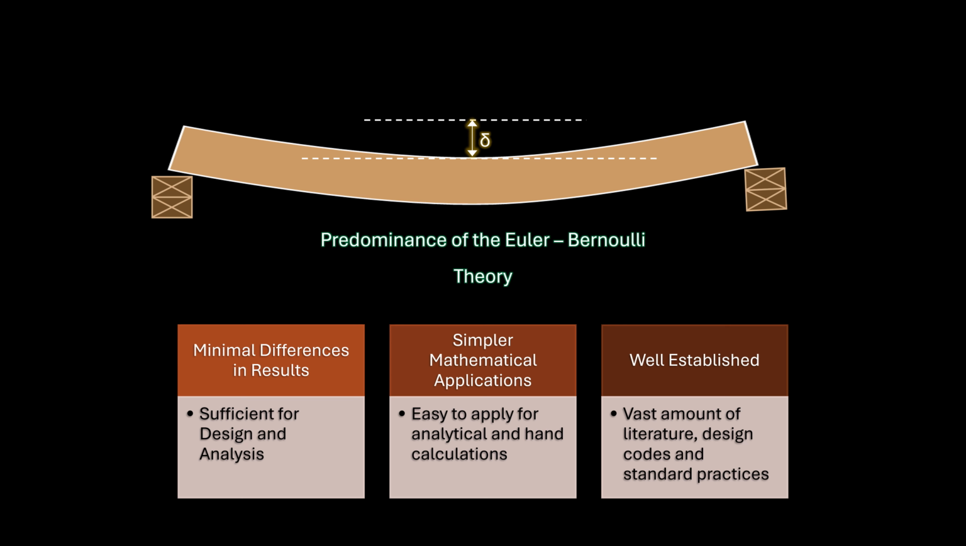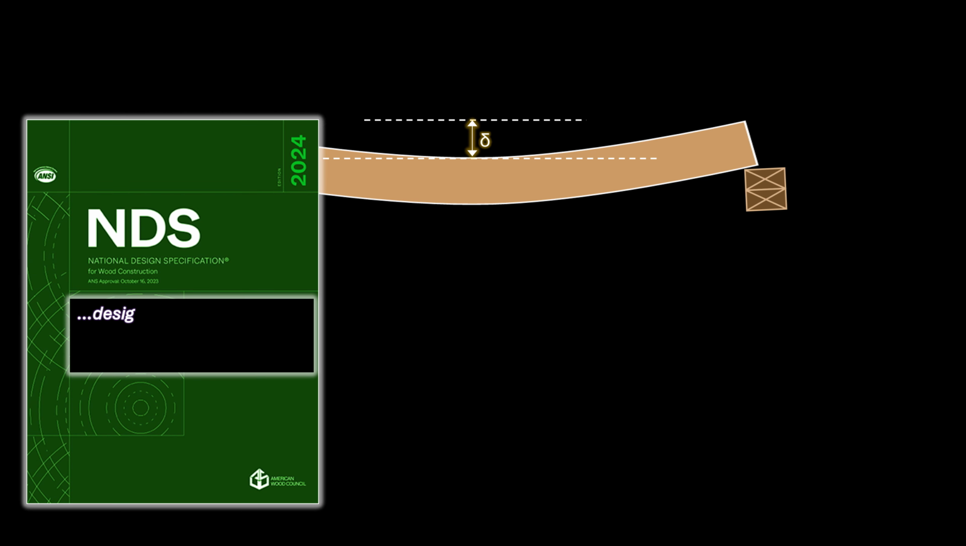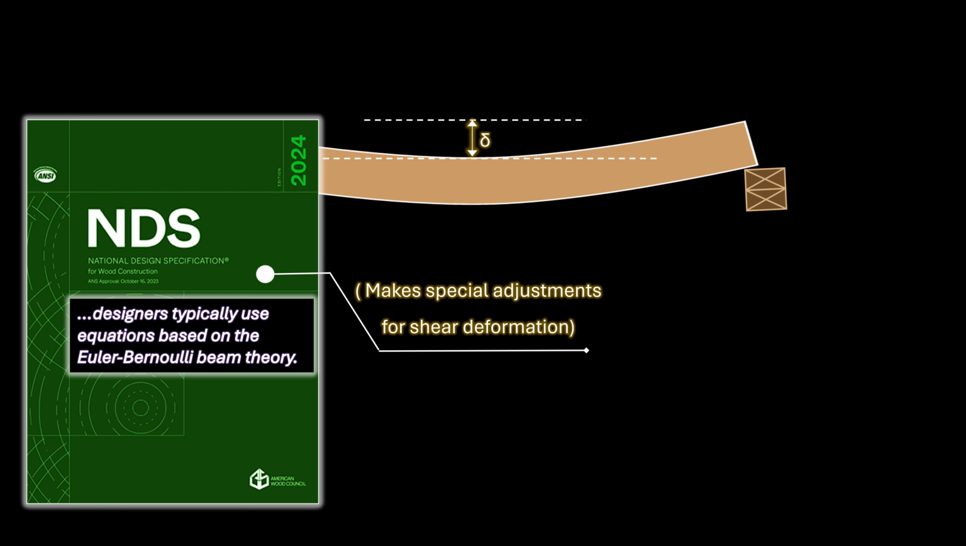For wood design, especially for the design of dimension lumber and glulam members made from common softwood species based on the NDS, designers typically use equations based on the Euler-Bernoulli beam theory. As we shall see, the NDS makes special adjustments to the reference design values used in deflection equations based on the Euler-Bernoulli beam theory to account for shear deformation.